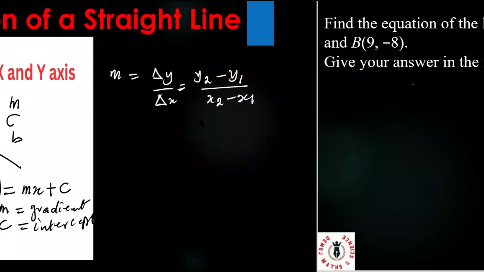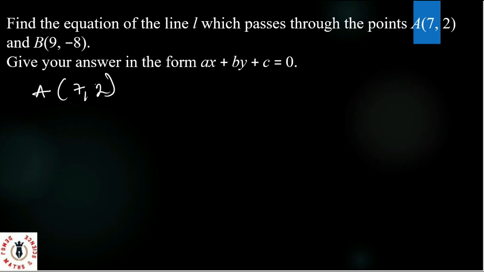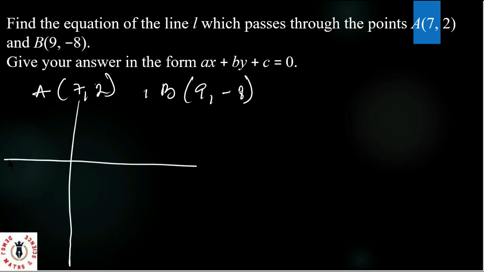Let's take an example. Our example says we should find the equation of the line which passes through these 2 points. Point A is at 7 and 2, and point B is at 9 and minus 8. Now, the first thing I want us to do is to sketch the line.